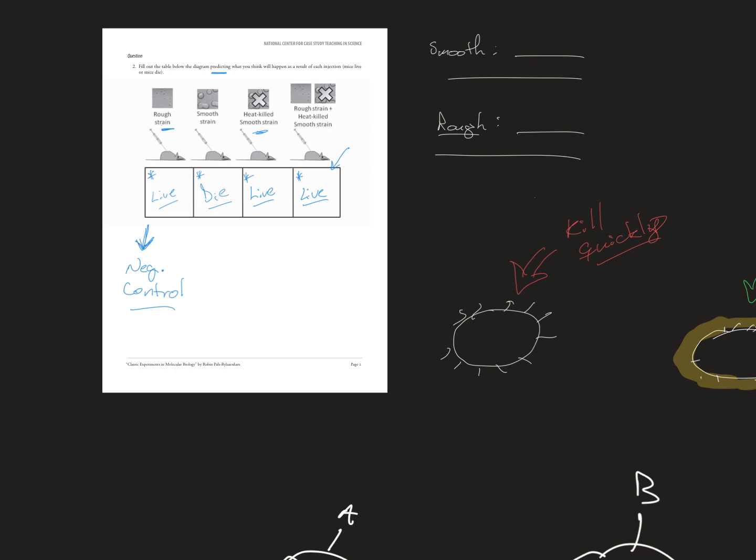So we expect it to live. If it doesn't live, then that checks us. We're using it for comparisons, our control group, specifically our negative control.